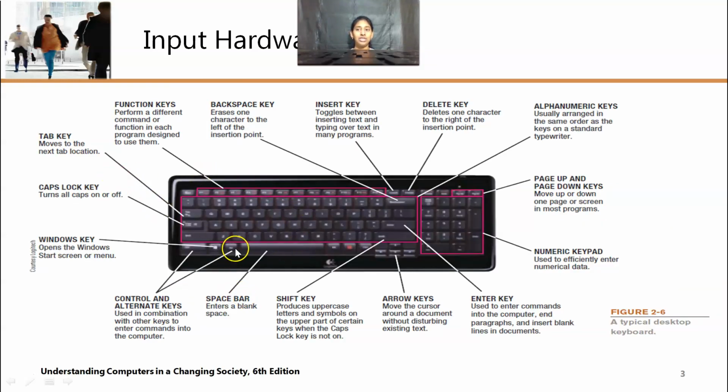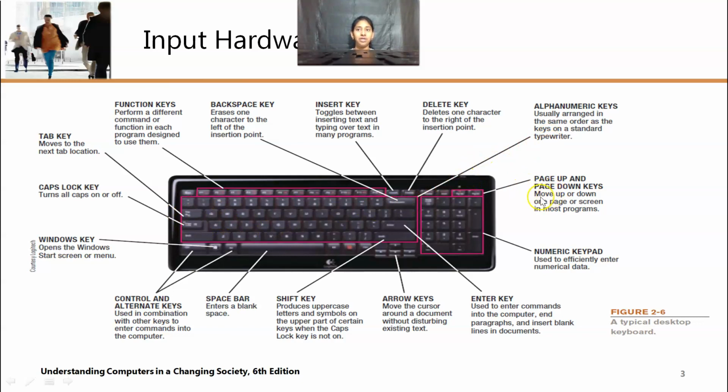This figure shows a desktop keyboard, where you can see the top row is function keys. Each function key has a specific function to perform, and backspace key erases one character, insert key inserts text, and delete key deletes text or deletes any application. Alphanumeric keys are shown in the middle part of the keyboard, where they are from 1 to 9 and A to Z alphabets.